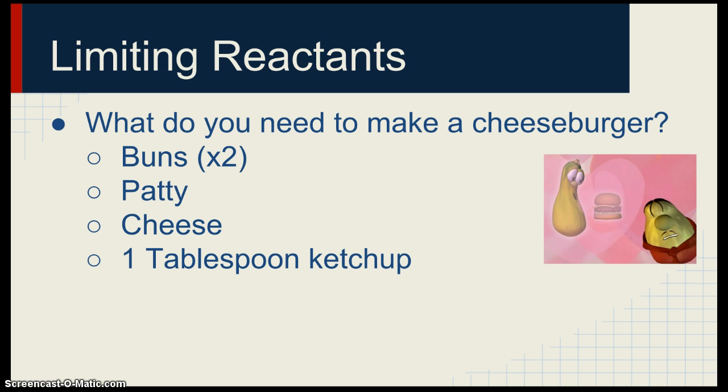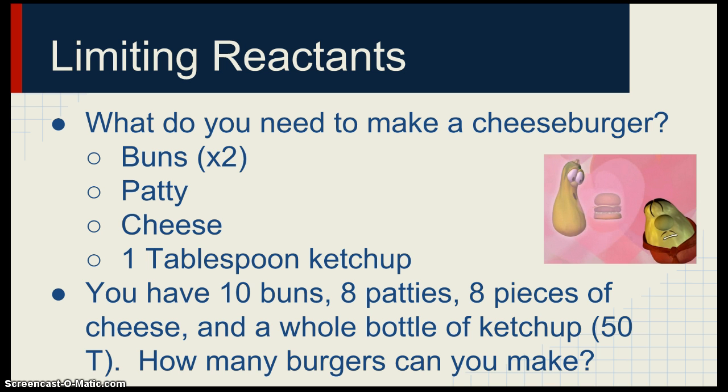Now let's say you have the following ingredients: 10 buns, 8 hamburger patties, 8 pieces of cheese, and a whole bottle of ketchup, 50 tablespoons. How many burgers can you make with this? Well, we can definitely make 8 because we've got 8 patties and 8 pieces of cheese. We can make a whole bunch because we've got enough ketchup to make, let's see, 50 cheeseburgers.